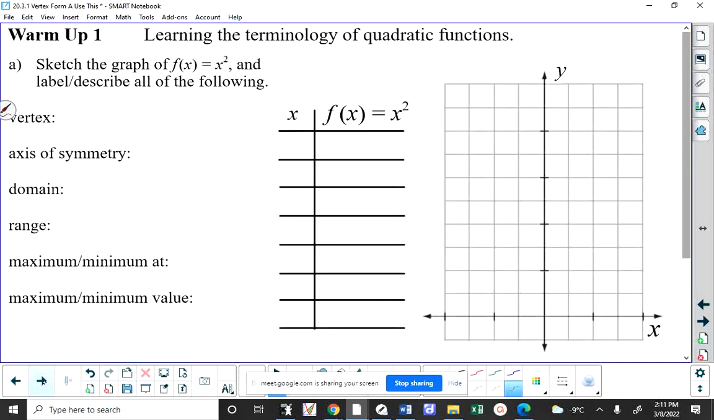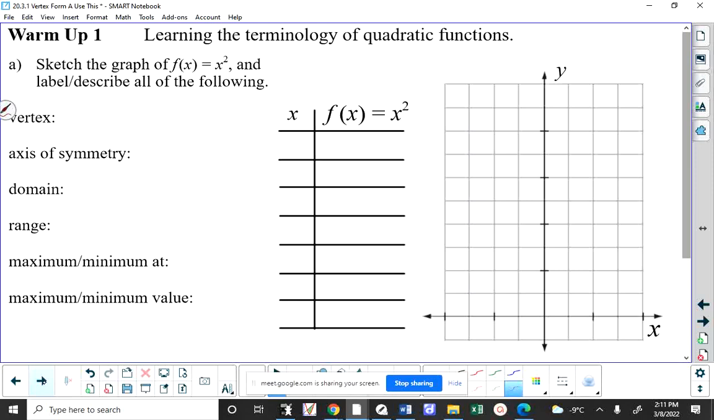So, learning the terminology of quadratic functions takes us to the first warm-up. Sketch the graph of f of x equals x squared. Don't forget, I'm not going to do this every time. We have to grow and graduate beyond this. F of x is y. We're not going to write y equals every time, but f of x is another way of saying y.